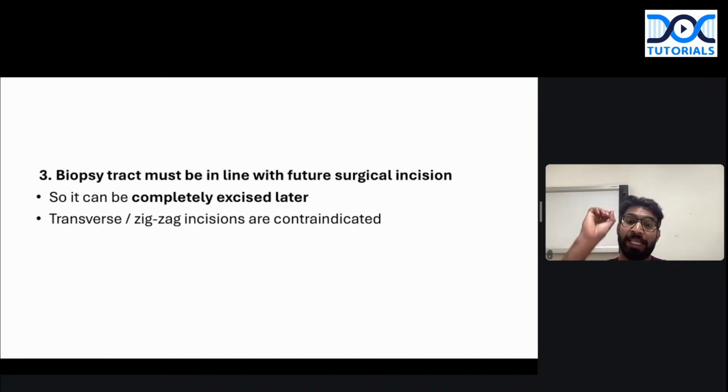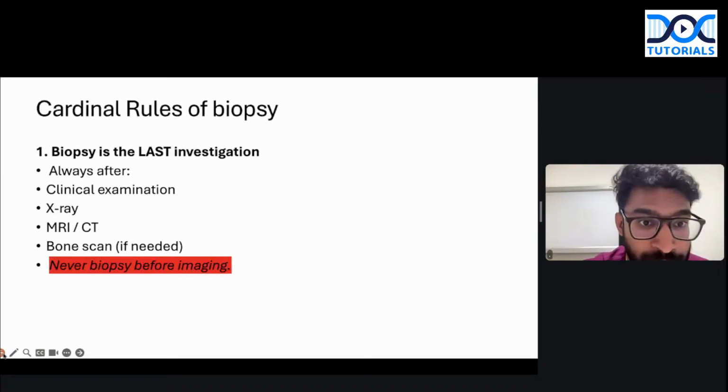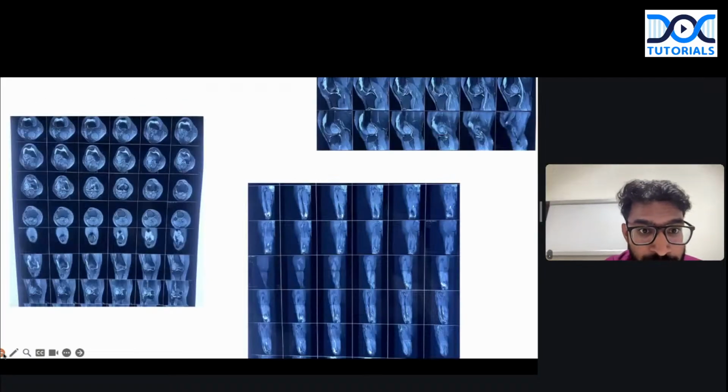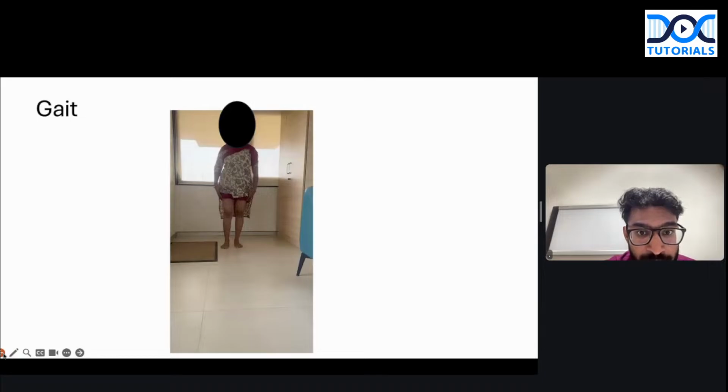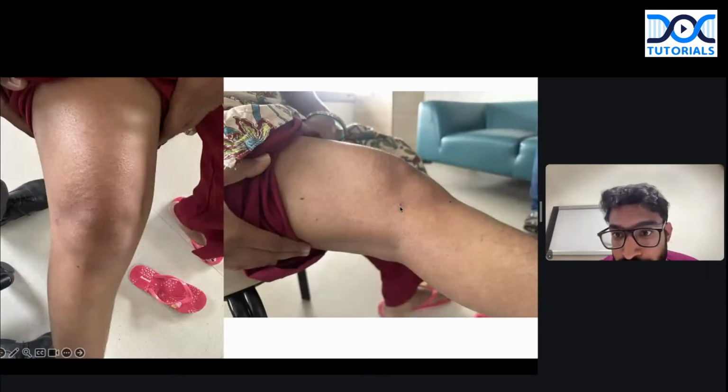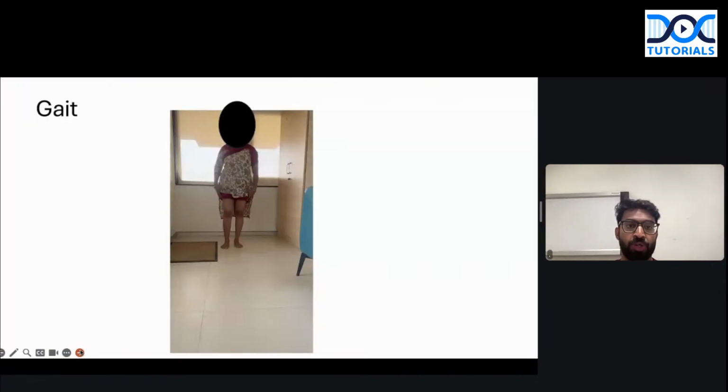Biopsy tract should be in the line of future surgical incision. So what I'm trying to say is that this image, what you see here, is the scar of a biopsy. Whenever the ortho-oncologist does the surgery, it has to be longitudinal, in the incision of the future surgery that is being done for the patient. So that's what you need to understand.